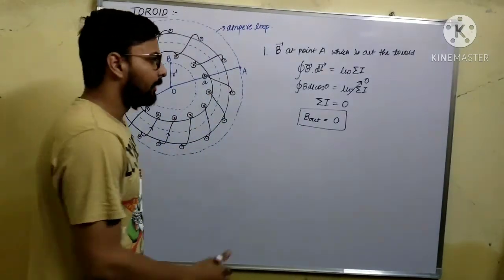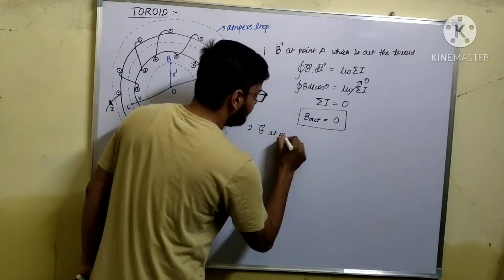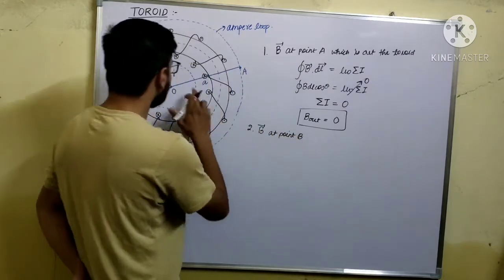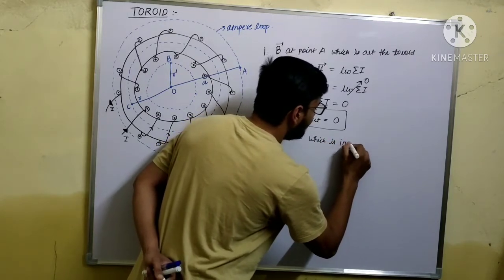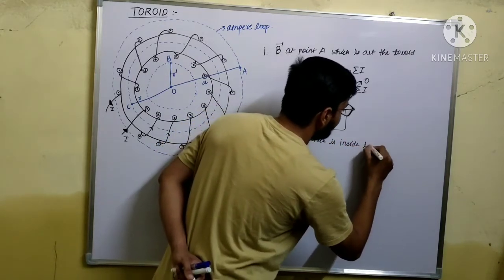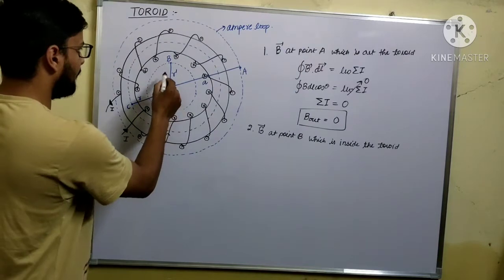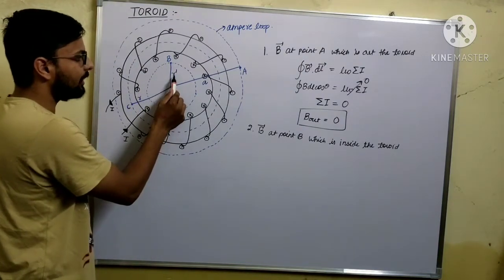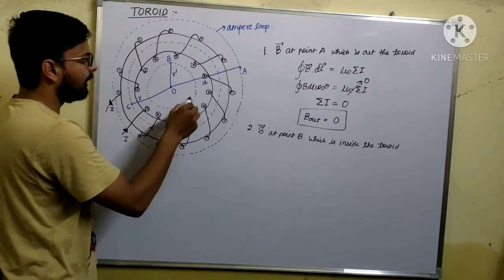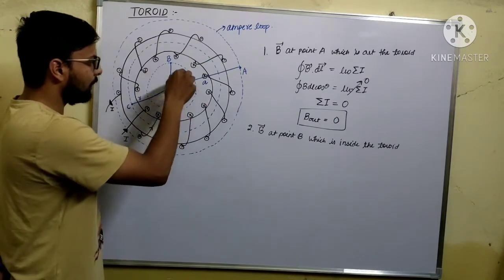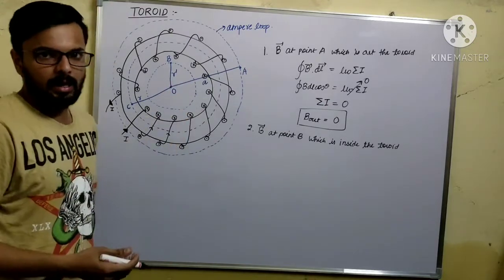Understood this one? Okay. So now we will find the magnetic field at point B, which is inside the toroid. Okay. Now you consider this point B situated at r dash radius. Okay. So if you take all those points at r dash distance and join them, you will see that by joining all those points, you will form a circular loop which is nothing but an ampere loop.